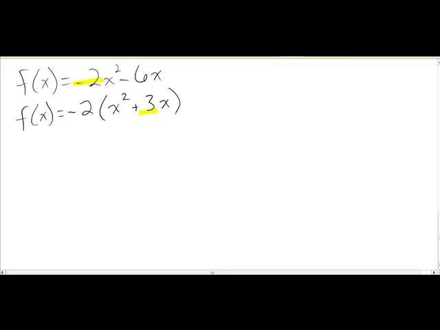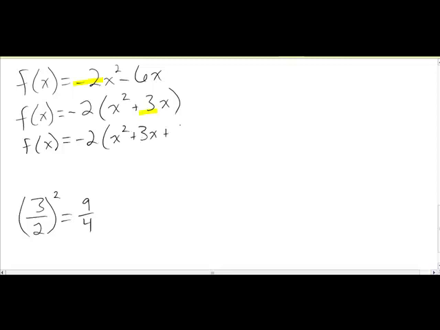Well, unfortunately for everybody, half of that is 3 halves. Let's just leave it as a fraction. Let's not turn it into 1.5. That'll make things worse. We're going to square that. Right? We take half of it, we square it. Well, if we square that, we get 9/4. So we're going to add 9/4 to this equation. So we have f of x is equal to negative 2 times x squared plus 3x plus 9/4.